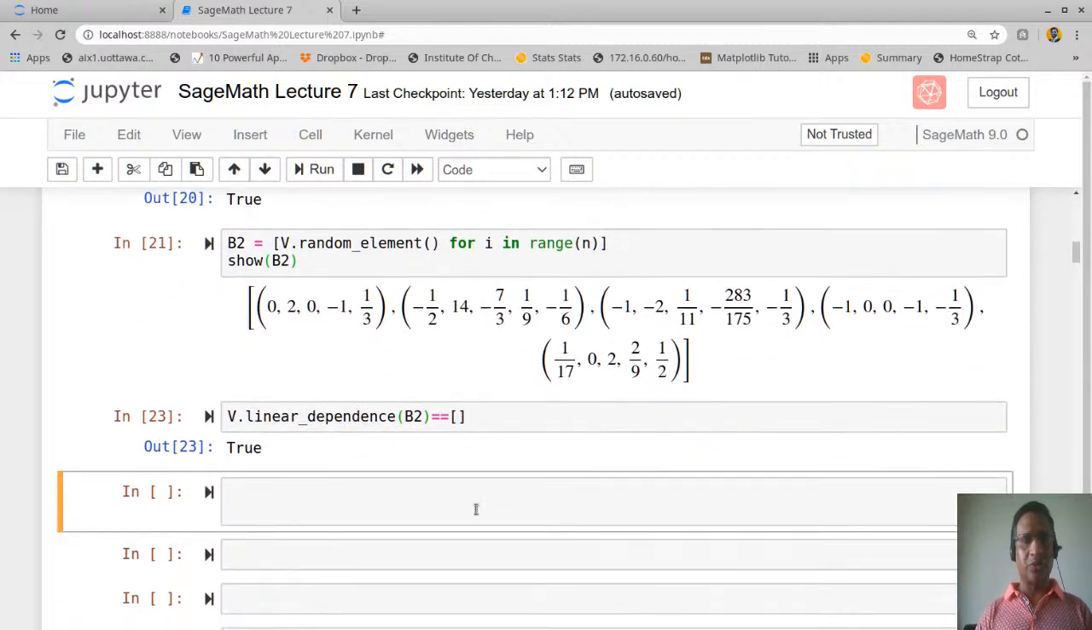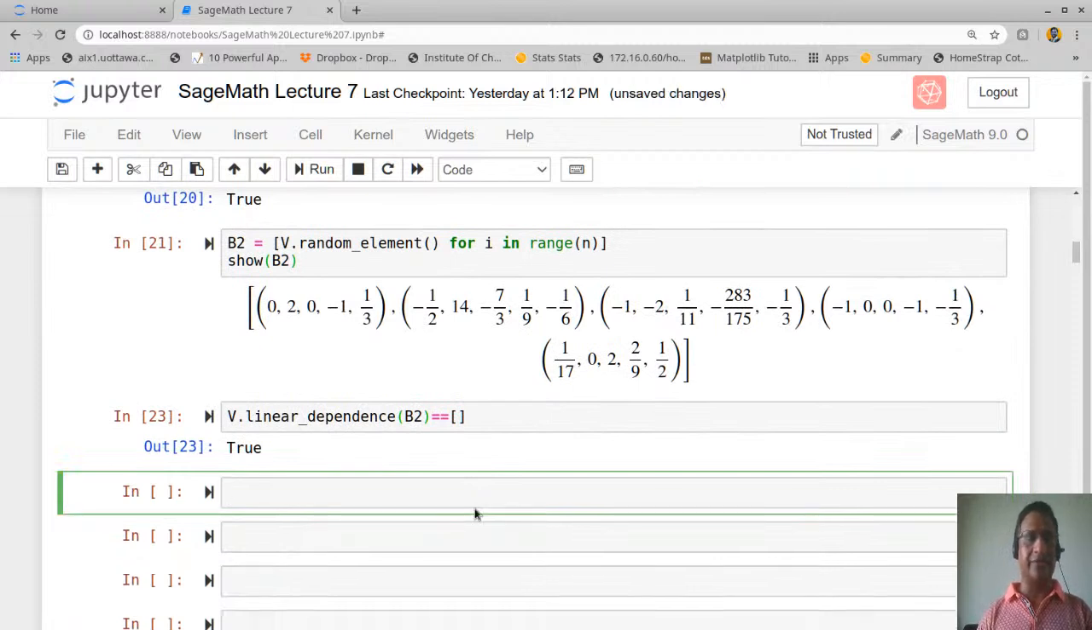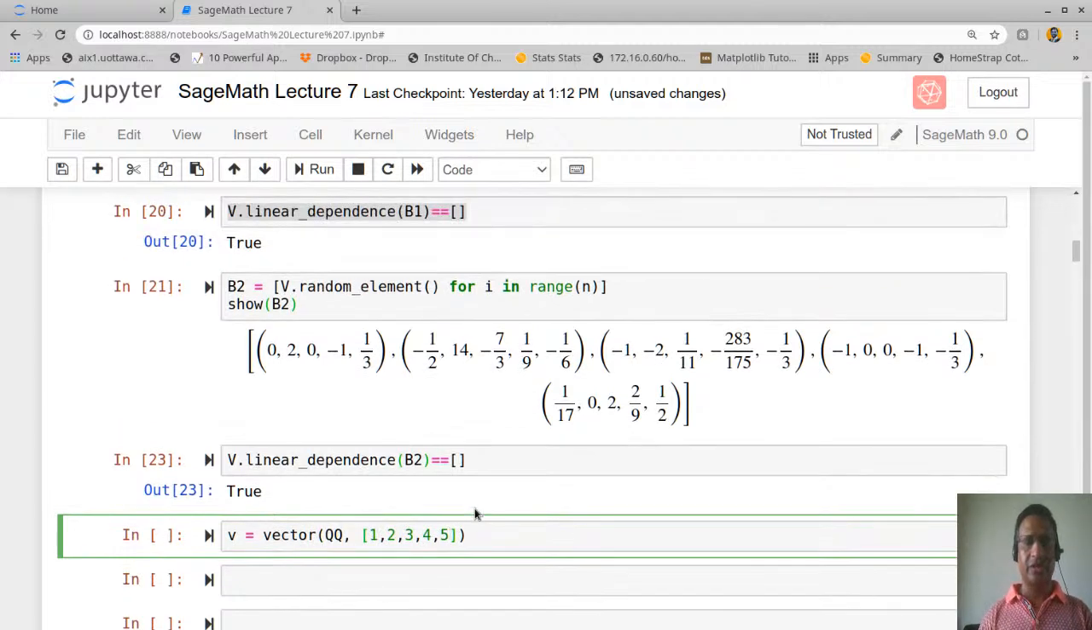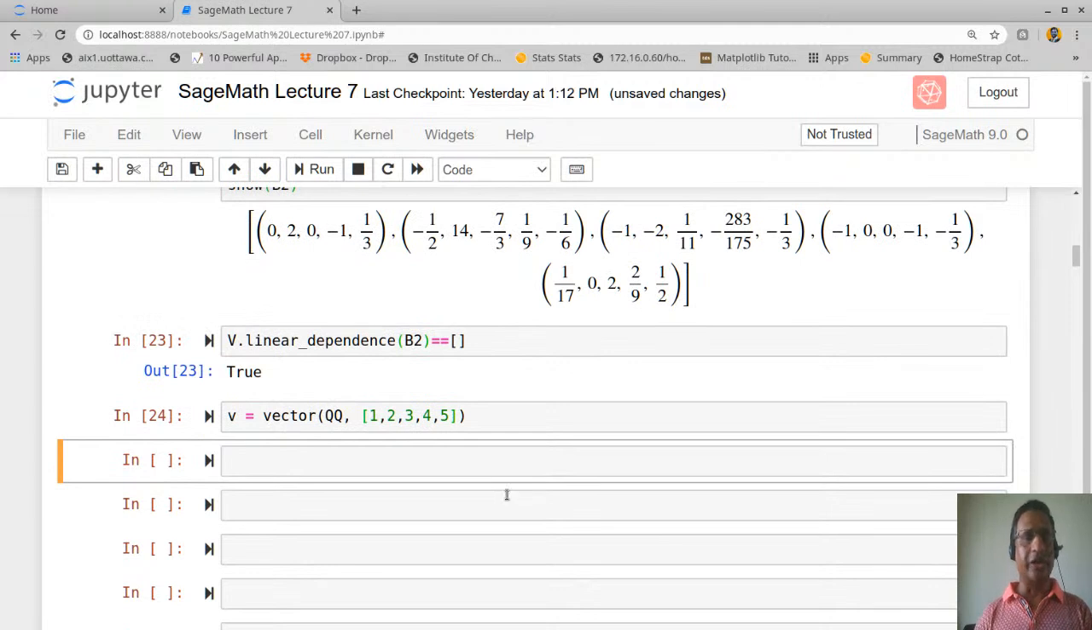Now what we want to do is have a random vector. Let me define it manually. We have a vector, let us say over QQ. This vector is 1 2 3 4 5. This is a random vector. We want to find coordinates of v with respect to the bases beta 1 and beta 2, b1 and b2 in this case. So let us call the coordinates with respect to b1 as alpha.